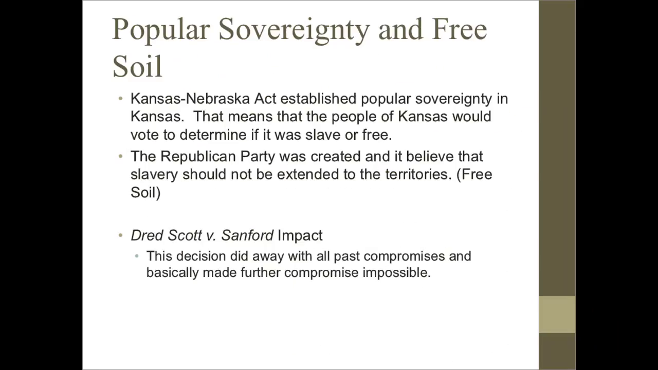One solution that emerges is popular sovereignty and the idea of free soil. Popular sovereignty is where people are going to vote on whether that territory is going to be slave or free. So in Kansas, they're going to vote on whether they're going to have slavery or not have slavery. And what's going to happen, though, is a lot of people are going to rush to Kansas, and there's going to be a lot of violence before that vote. And that's going to be called Bleeding Kansas.